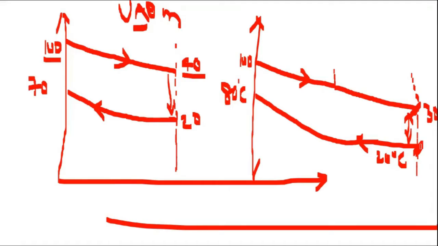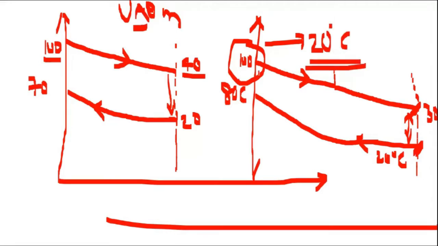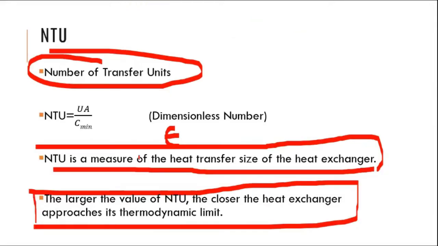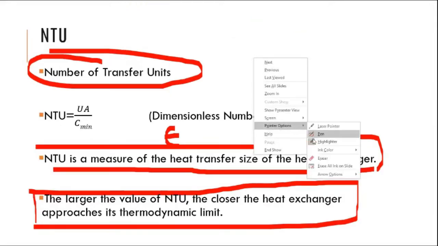Are you people getting that part? Yes, sir. Okay. So that condition is called as thermodynamic limit. Because the limit of this hot water temperature is 20 degrees Celsius. It cannot go below 20 degrees Celsius. So limit for hot fluid is 20 degrees Celsius and limit for the cold fluid, that is 100 degrees Celsius. The temperature of the cold fluid cannot go beyond 100 degrees Celsius. This part is also clear to everyone? Yes, sir.